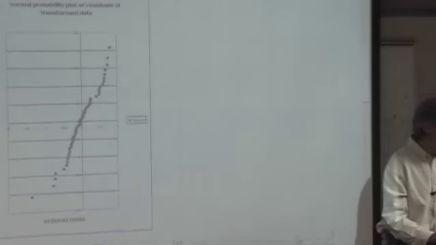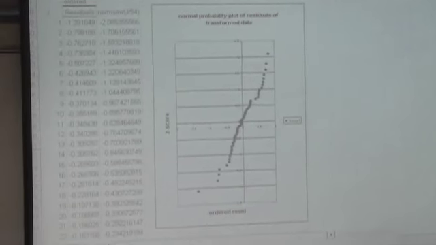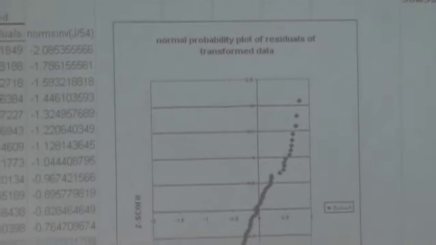So I'm just pointing that out. What was that? A normal probability plot of residuals of transformed data. That looked okay, roughly speaking, except that we mentioned there was this one outlier in this energy data.